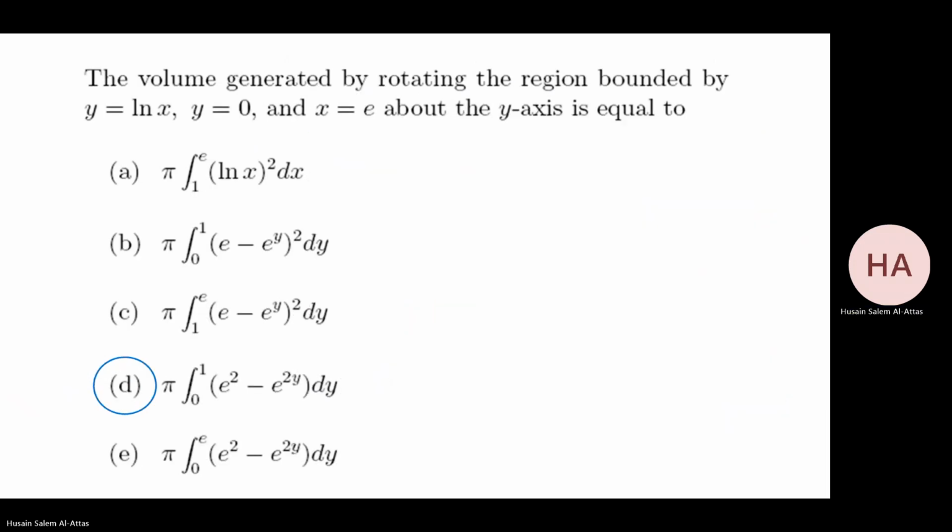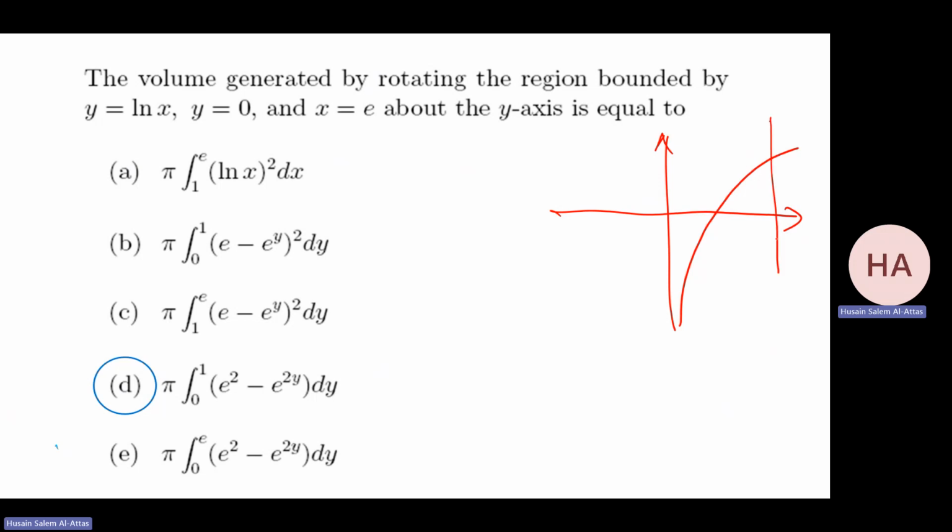Okay. Yeah, I think I can do more. Okay, what about this one? y equals ln x. This is y equals ln x. y equals 0, the x-axis, x equals e. This is x equals e.